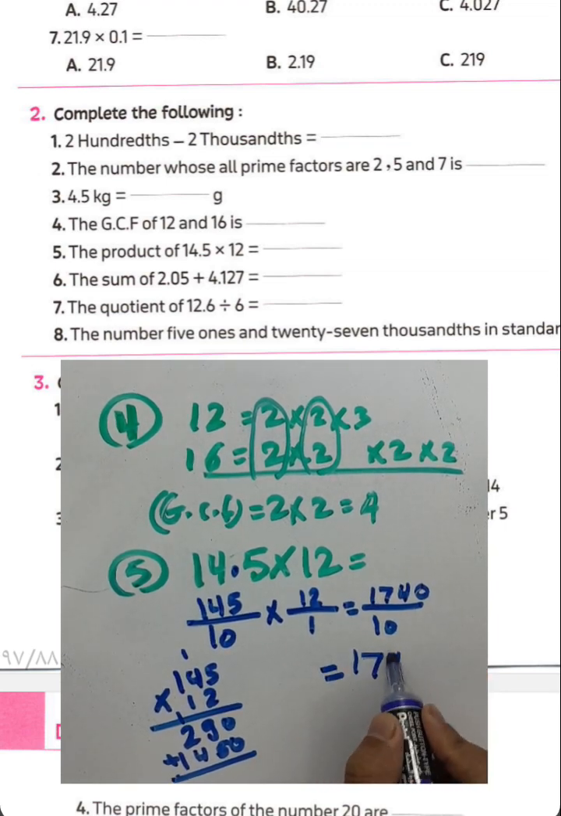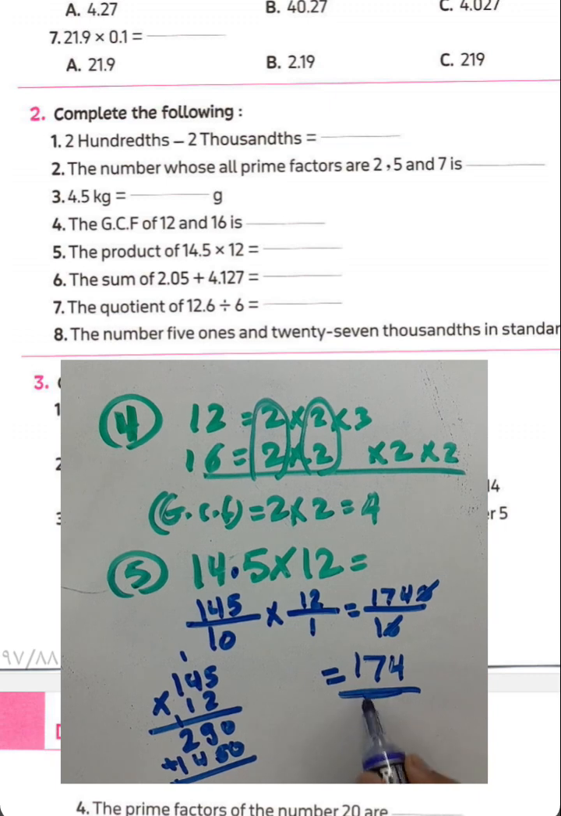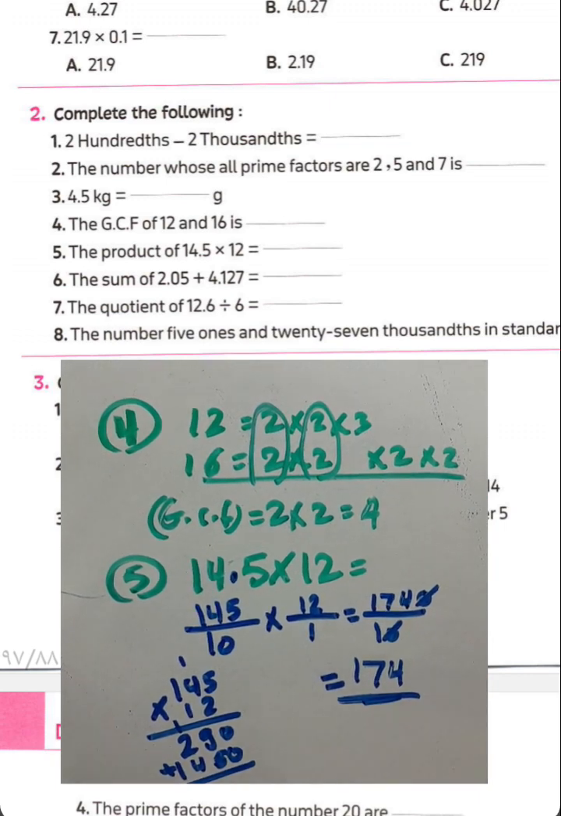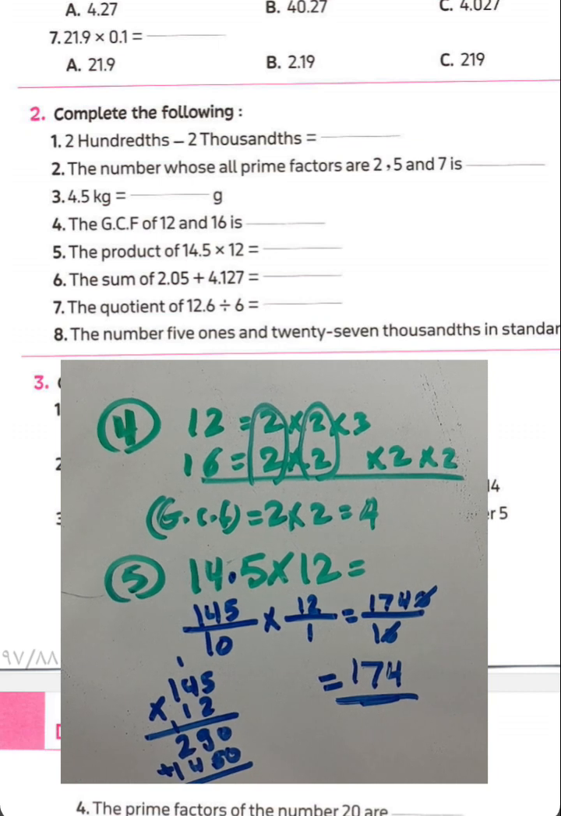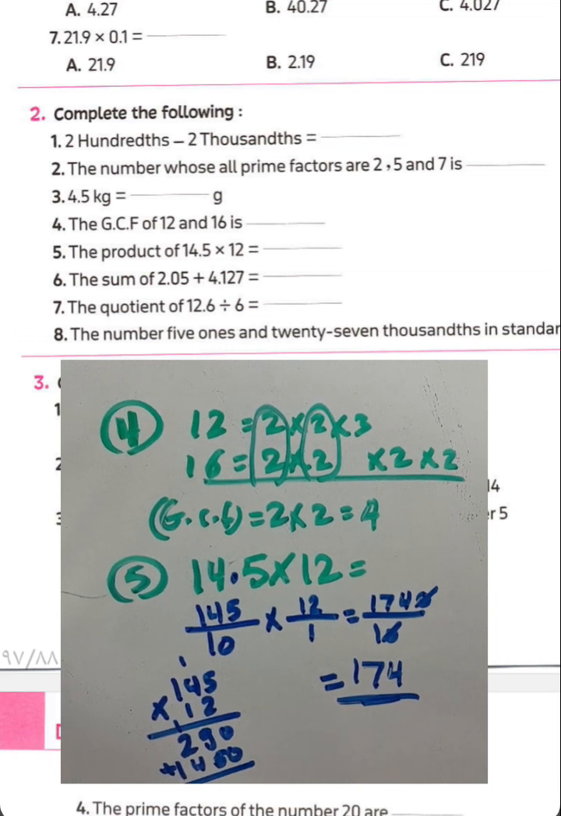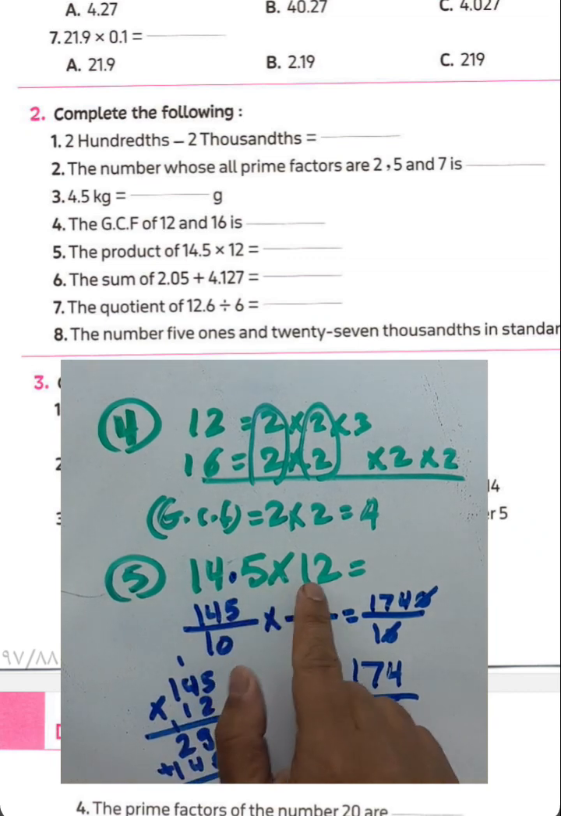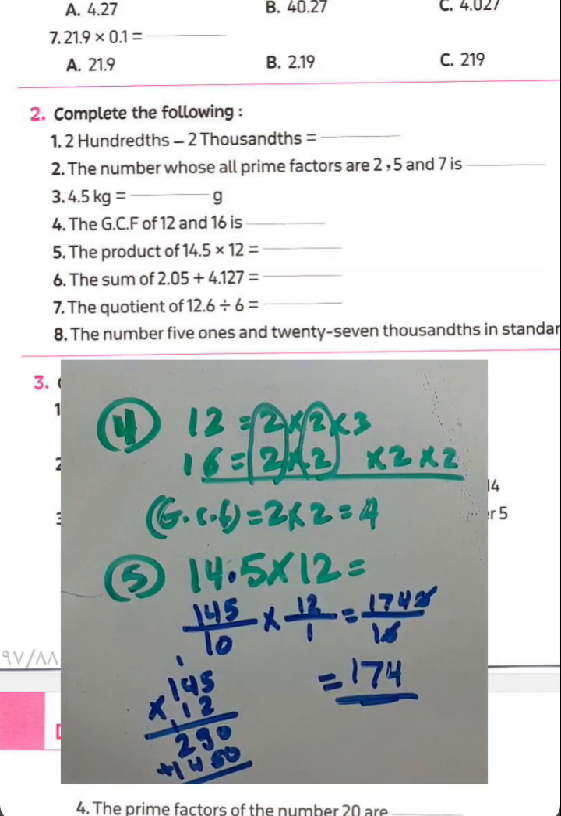Then the point here, cancel 0 by 0, we have one decimal place. The result will be 174. It was question number 5. 14.5 times 12 will be 174.